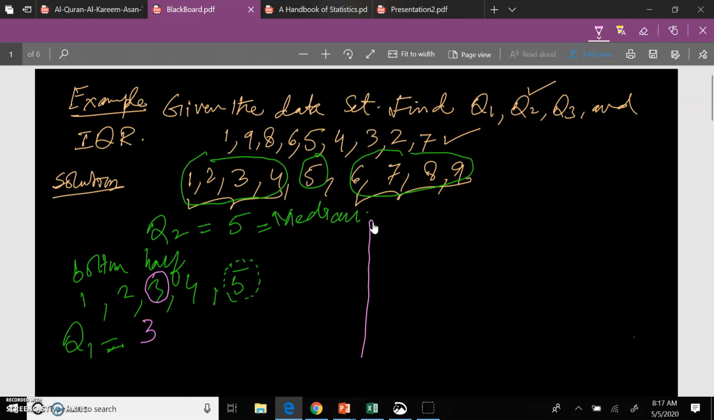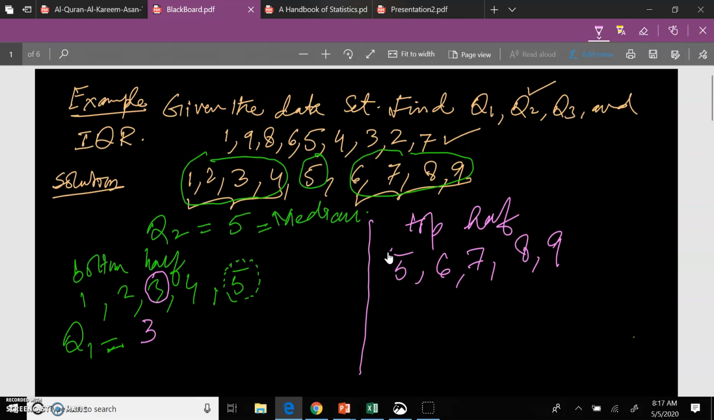And now we are going to focus on the top half of the data set. Let me write the top half. What is the top half? It is 6, 7, 8, and 9. But wait a minute, our number of observations is odd, so we have to include this median in this half also. Okay, so let me write a 5 here, and I'm putting this circle just to make sure you understand that I have included the median in this half, although it was not part of the top half, but as the number of observations is odd, I have to include this median 5, the median of the entire data set.